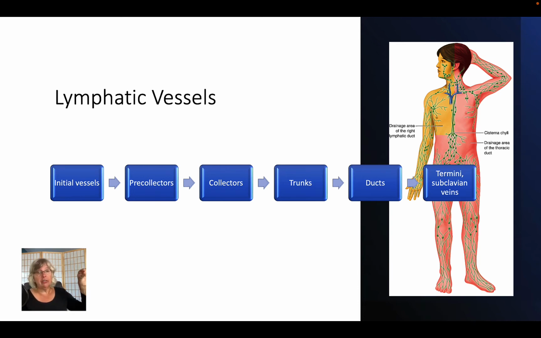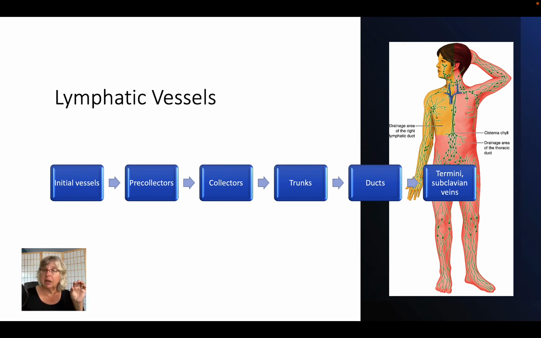The initial vessels send it into the precollectors, where we find the beginning of that valve system, into the collectors, where now we have smooth muscle contraction plus the valves, into the trunks that are draining major areas of the body, finally into the ducts.